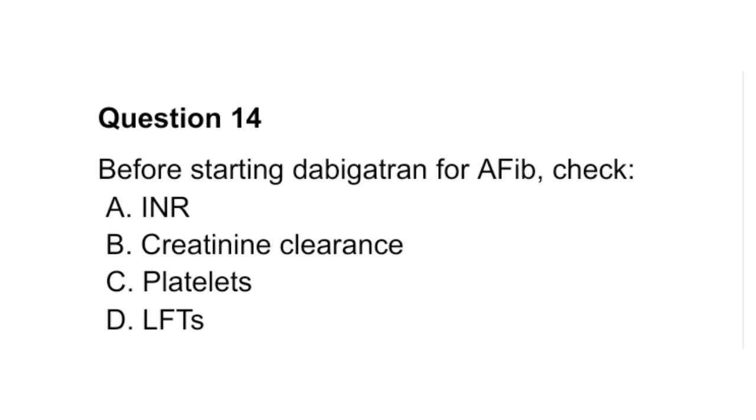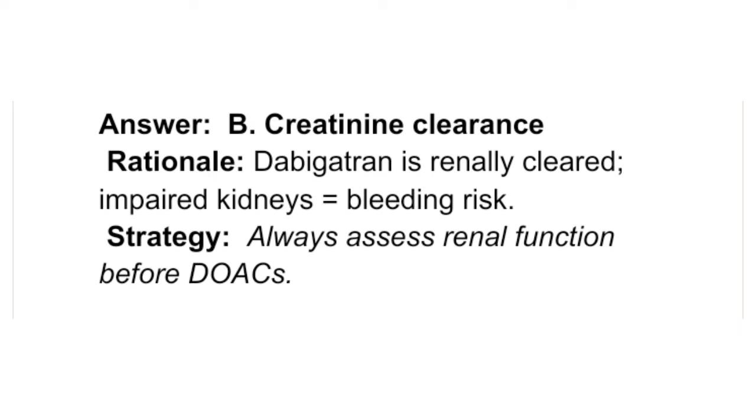Question 14. Before starting dabigatran for AFib, check A. INR. B. Creatinine clearance. C. Platelets. D. LFTs. Answer, B. Creatinine clearance. Rationale, dabigatran is renally cleared, impaired kidneys equals bleeding risk. Strategy, always assess renal function before dose.